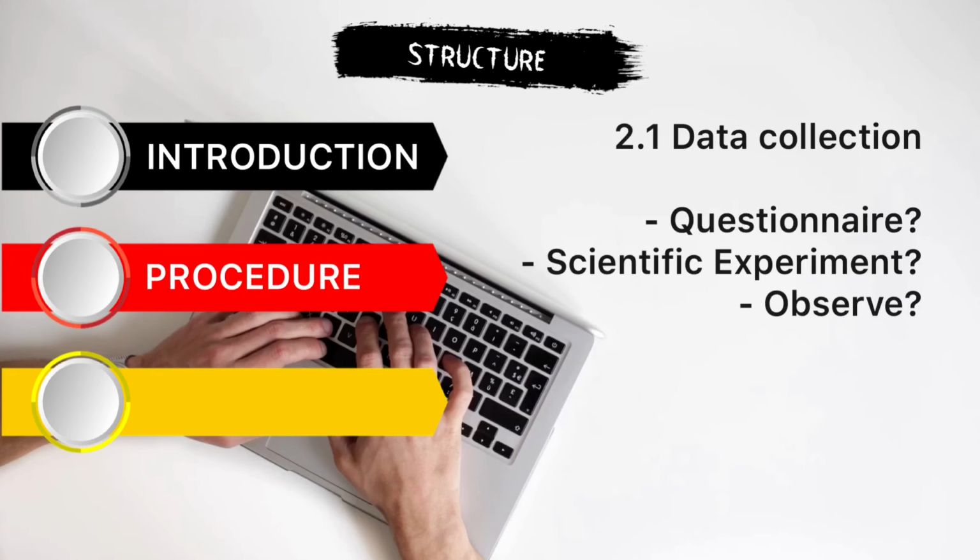The procedure provides information on how you gathered the data related to your report. Did you use a questionnaire? How did you find the respondents? What groups of people were targeted? How many people were surveyed? Did you perhaps perform some sort of scientific experiment? Or did you observe something as it happened in the real world? Whatever it is, this is the part of your report where you write exactly how the data was gathered.